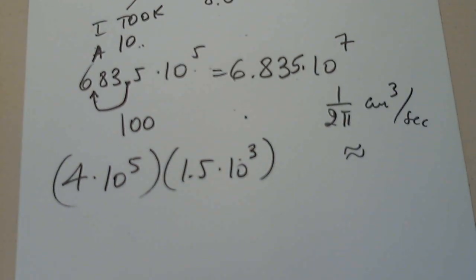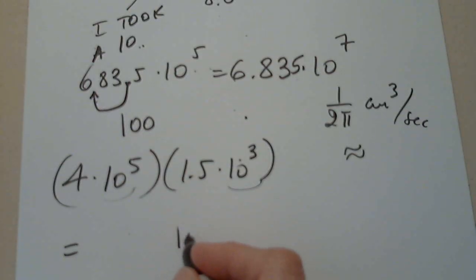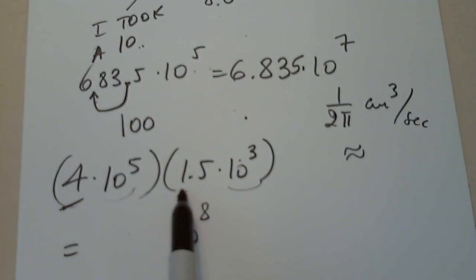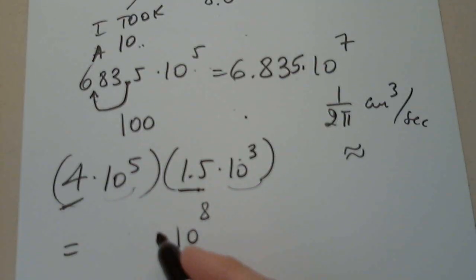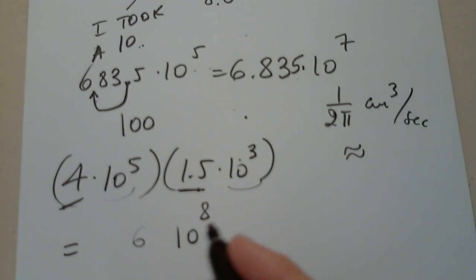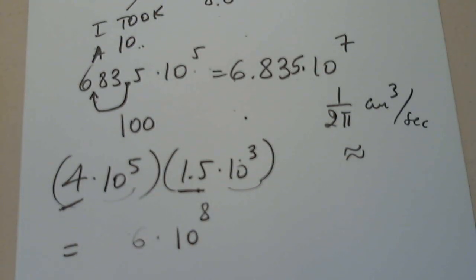Okay, so now the tenths are very easy because we copy the base and we add the exponents. So now we have to multiply 4 by 1.5. And what do we get? 6. So since there is nothing else, it's just simply 6 times 10 to the 8th power. There is nothing else. This is already scientific notation. You can write it as 6.0 if you want, but 6 times 10 to the 8th is good enough.